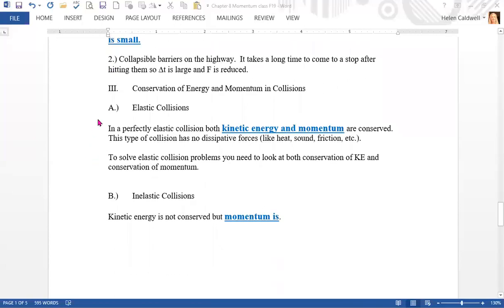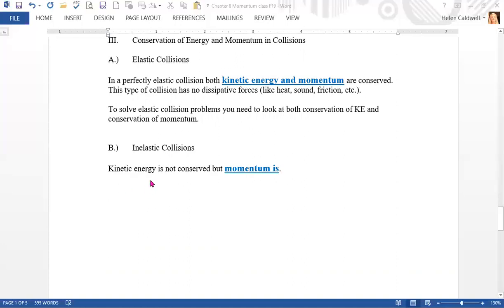So in an elastic collision, it's perfectly elastic, kinetic energy and momentum are conserved. Kinetic energy and momentum are conserved, and you don't have lost energy, so no dissipated forces. And you just look at conservation of kinetic energy and conservation of momentum and use them appropriately to solve your problems. In the real world, most collisions are inelastic. Kinetic energy is almost never completely conserved. There's almost always a sound, there's almost always some friction going on, but momentum is conserved.